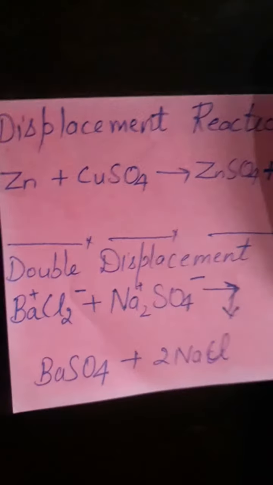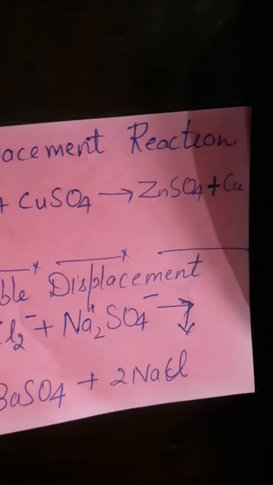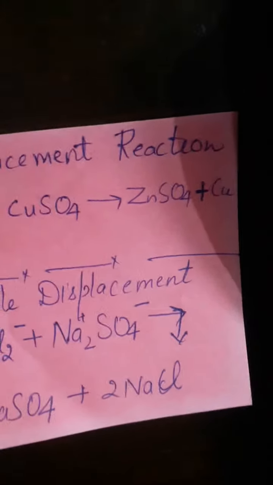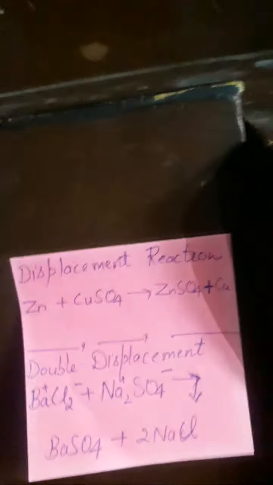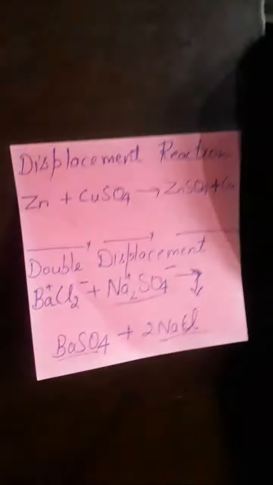Double displacement means there will be two displacements. In a displacement reaction there is a single replacement: zinc is taking the place of copper, and we get copper on the other side. But for double displacement, I want to give the example of barium chloride. When barium chloride and sodium sulfate react, they form barium sulfate and sodium chloride. How is this happening?